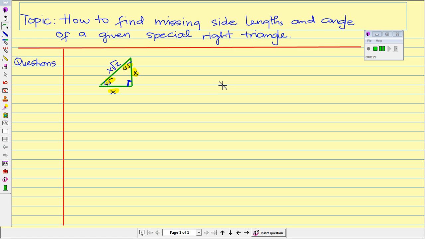Next, let's move on to 30, 60, 90. The smallest angle is the 30 degree angle, this is the 60 degree angle, and this is the 90 degree angle. The shortest side will be x, the next largest side will be x square root of 3, and the longest side, which is the hypotenuse, will be 2x.